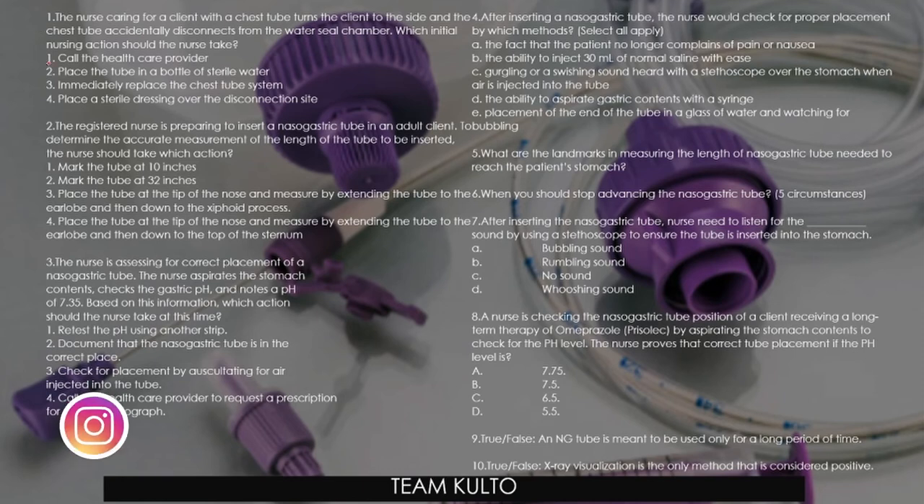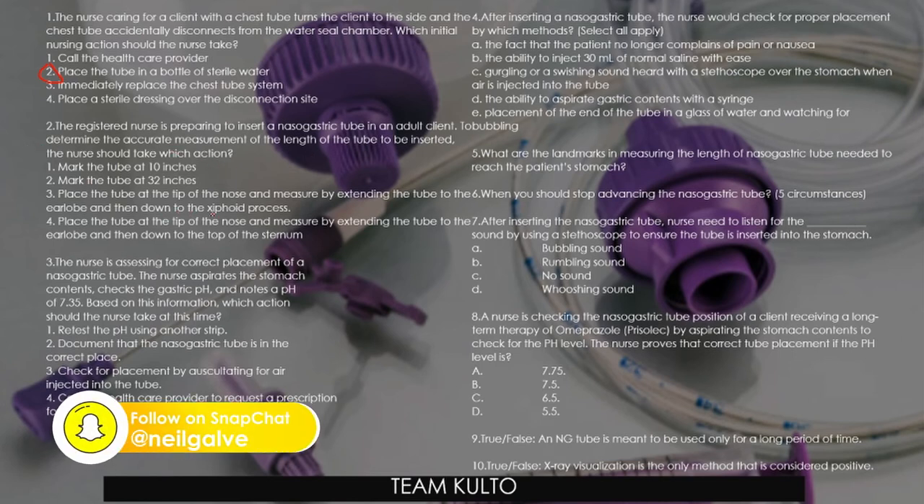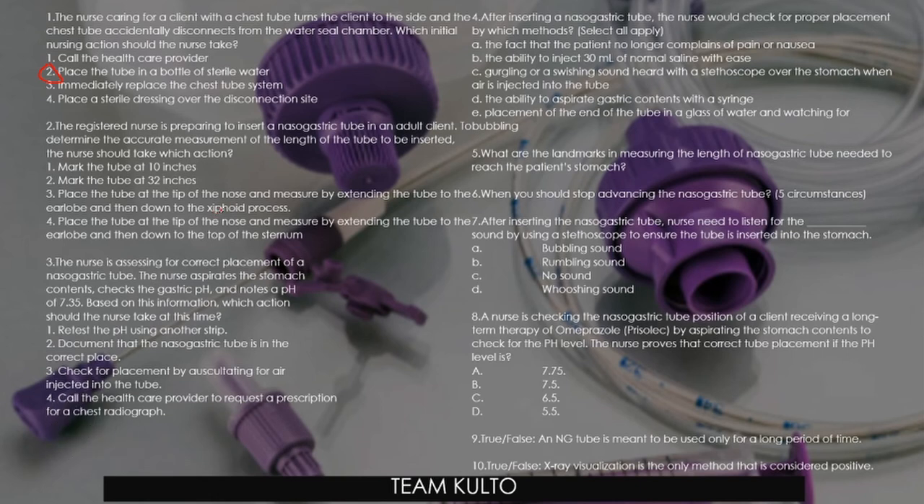The answer is number two. Yes, if the chest drainage system is disconnected, the end of the tube is placed in a bottle of sterile water held below the level of the chest. The HCP may need to be notified, but this is not an initial action. The system is replaced if it breaks or cracks, or if the collection chamber is full. Placing a sterile dressing over the disconnection site will not prevent complications resulting from the disconnection. Answer number two. Alright, number two question.